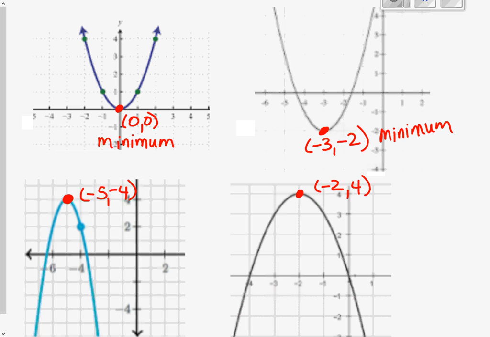Over here to the bottom left, this one opens down, which means I have a maximum. And in this case, my maximum is at +4. Sorry about that. I made a mistake. That's at -5, +4. So that's where the maximum is. And the same over here, my maximum is at +4. Okay, so simply by looking if it opens up or opens down, we can see if it's a max or a min.